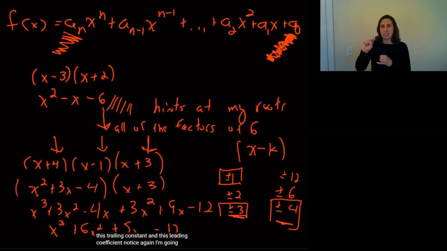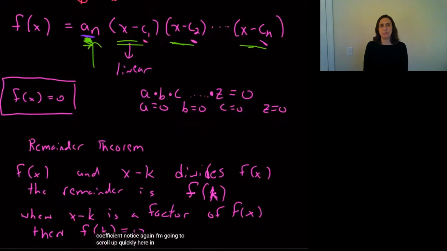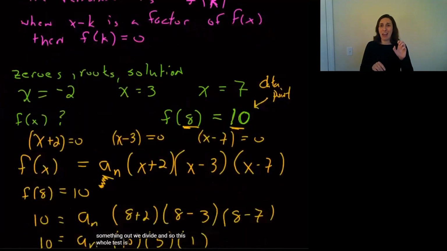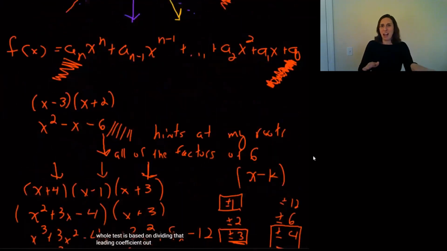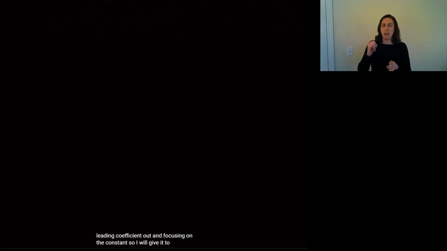Notice, again, I'm going to scroll up quickly here. In this form, we have factored the leading coefficient out. That means every one of these numbers had this pulled out of it as a possible factor. Well, when we factor something out, we divide. And so this whole test is based on dividing that leading coefficient out and focusing on the constant. So I will give it to you in book speak right now. And this is the rational zero test.